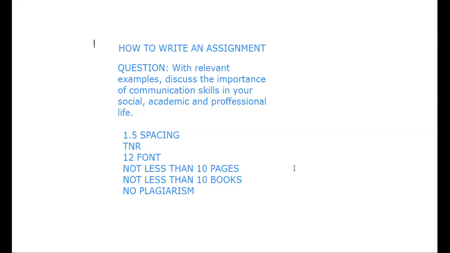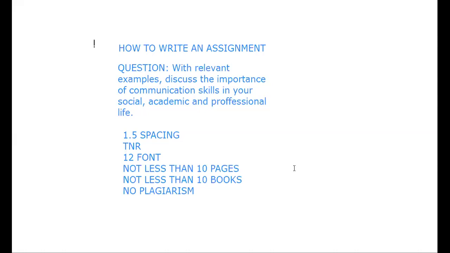It has to be 10 or more. The least that you can write is 10 pages, but it shouldn't be less than 10. Then when they say not more than 10, it has to be below 10 pages. The last page should be 10. Not less than 10 books.